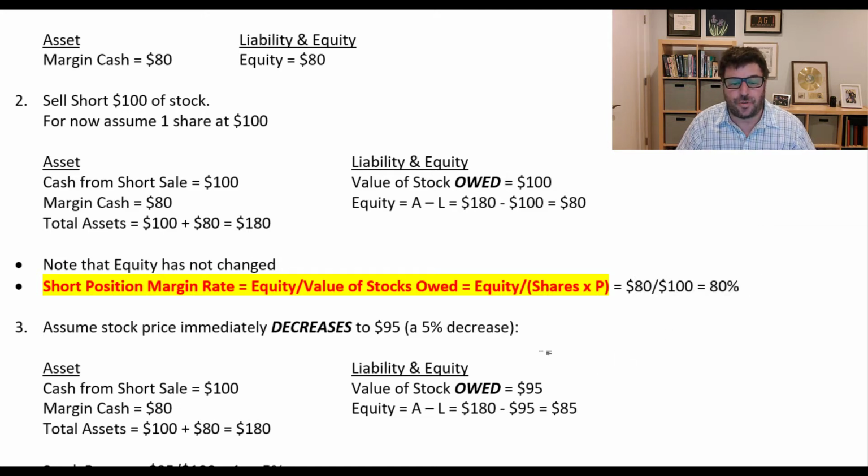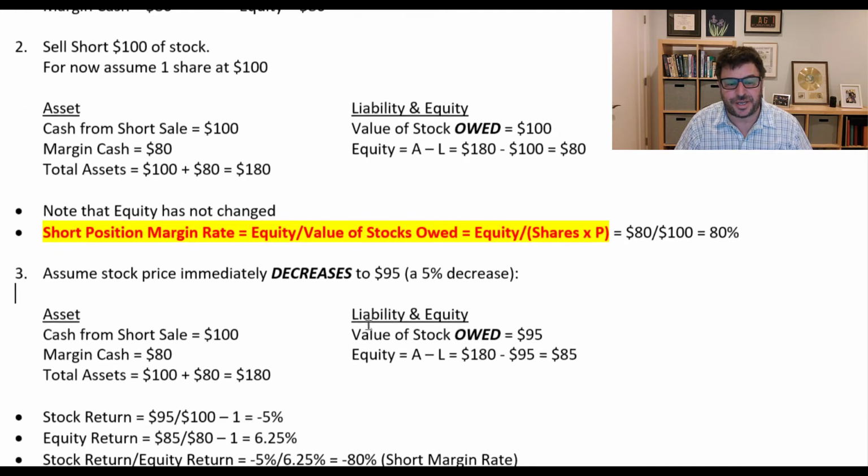So let's assume the stock price immediately decreases to $95. And again, it immediately decreases, so there's not going to be any interest paid or any interest owed or any dividends. It's going to be immediate. And it's a decrease to $95. Okay, let's see what the account looks like.